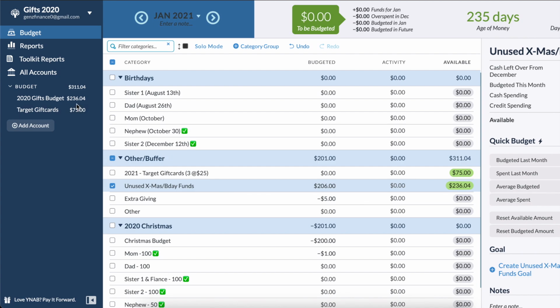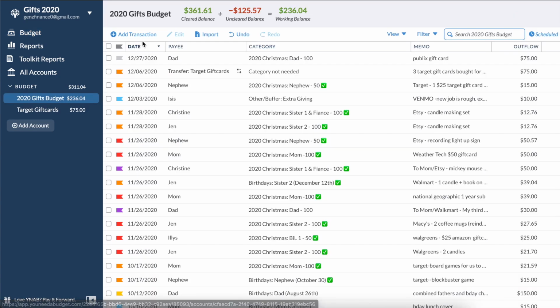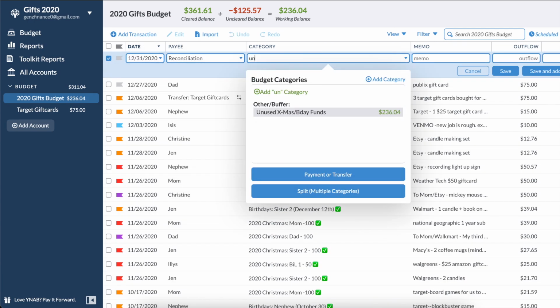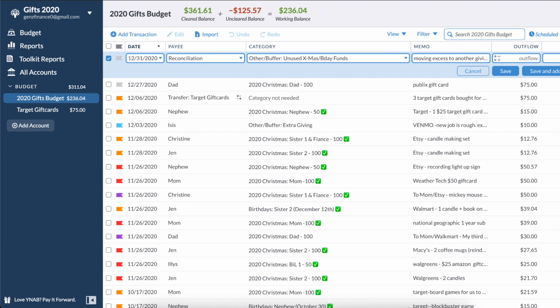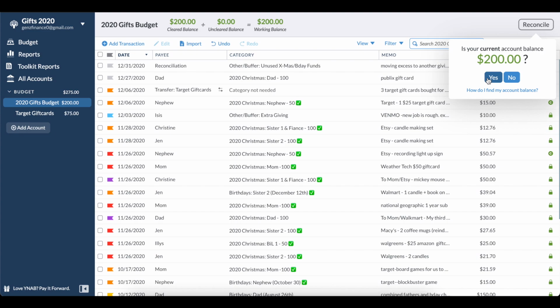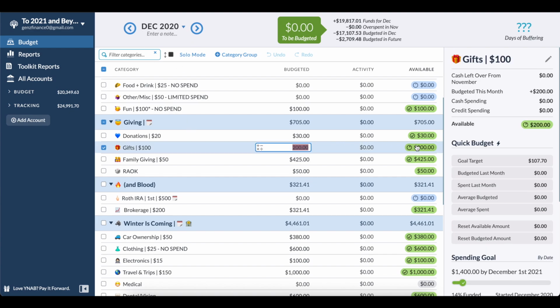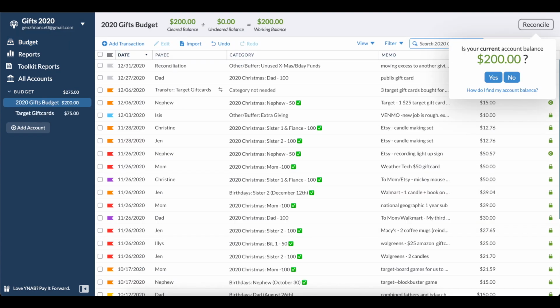So what I'm going to do is come over to this 2020 gift budget line, add a transaction for December 31st of 2020. The category will be unused. The outflow will be $36.04. I'm going to save that transaction and then ask myself if my current balance should be $200. So if I come to my personal budget, and we're in December of 2020, if I come down to this gifts category, you can see that $200 is what I have budgeted as of the end of December of 2020 into my gifts category. So this $200 account balance is correct.